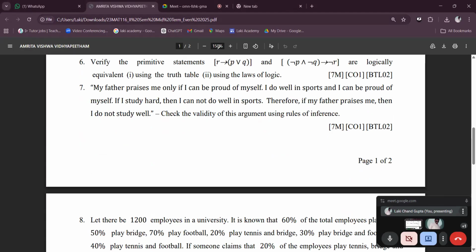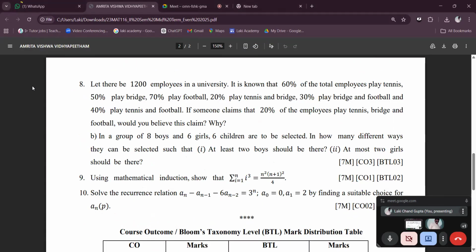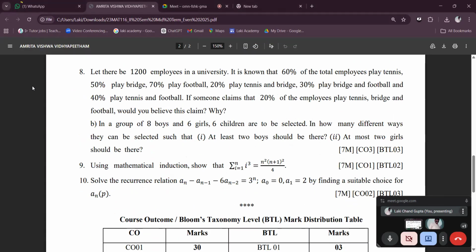So you can do it using truth table. Okay. So I skip this for you. Eighth one.